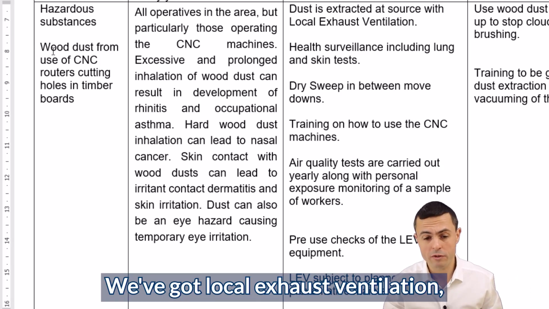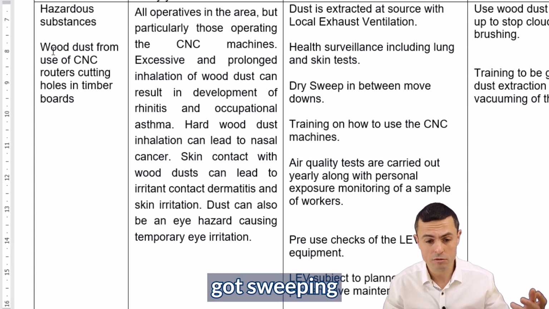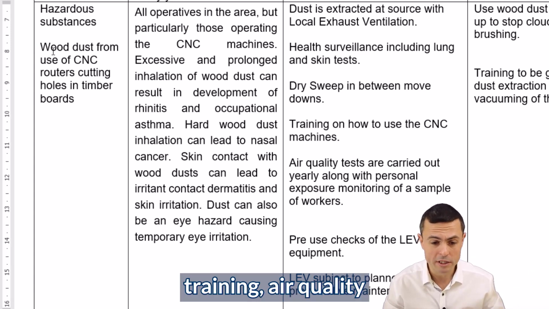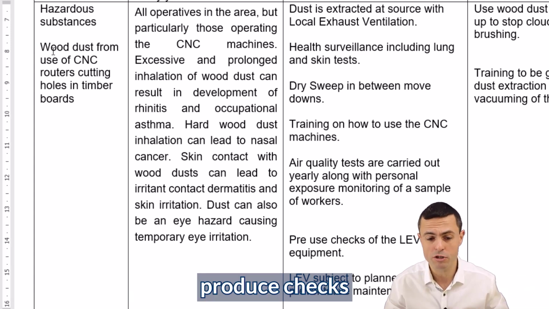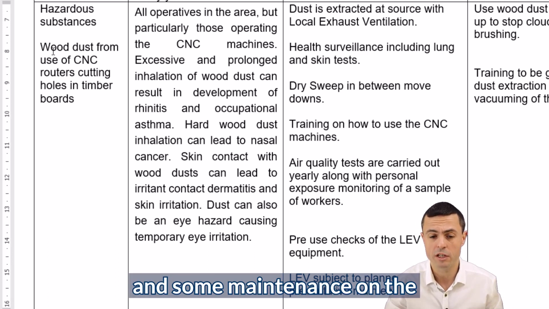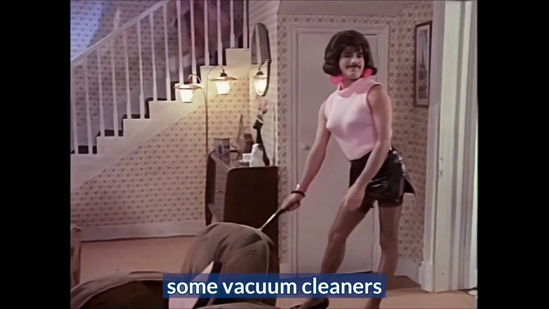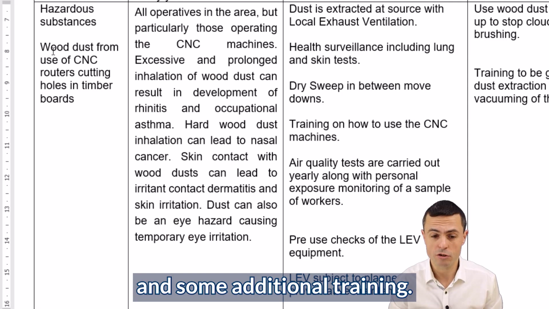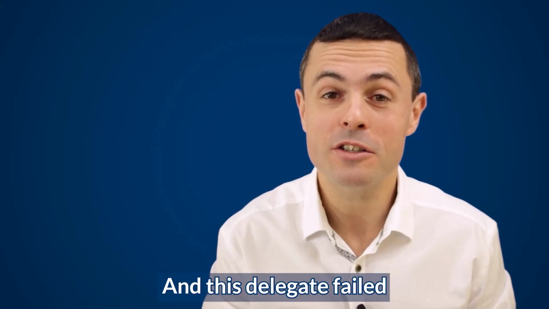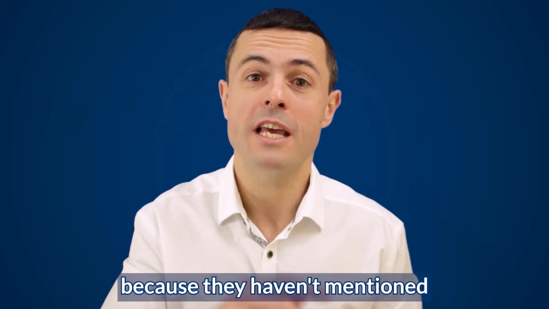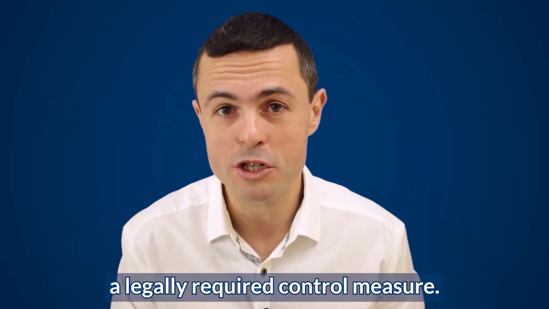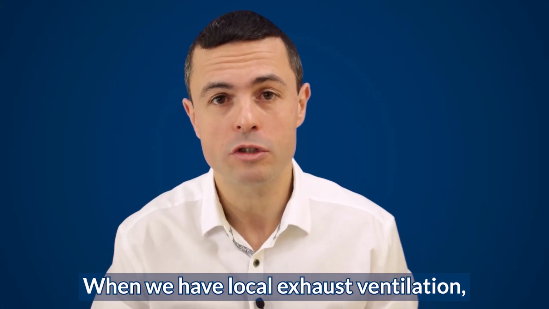We've got local exhaust ventilation, we've got health surveillance, we've got sweeping, training, air quality testing, exposure monitoring, pre-use checks, and some maintenance on the local exhaust ventilation. And they have recommended some vacuum cleaners and some additional training. And this delegate failed because they haven't mentioned a legally required control measure when we have local exhaust ventilation.